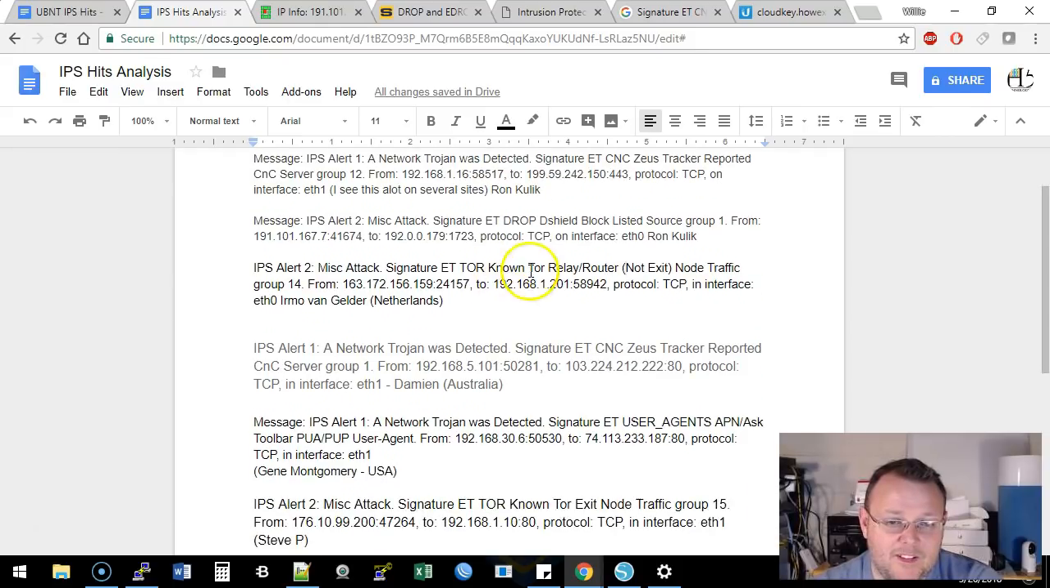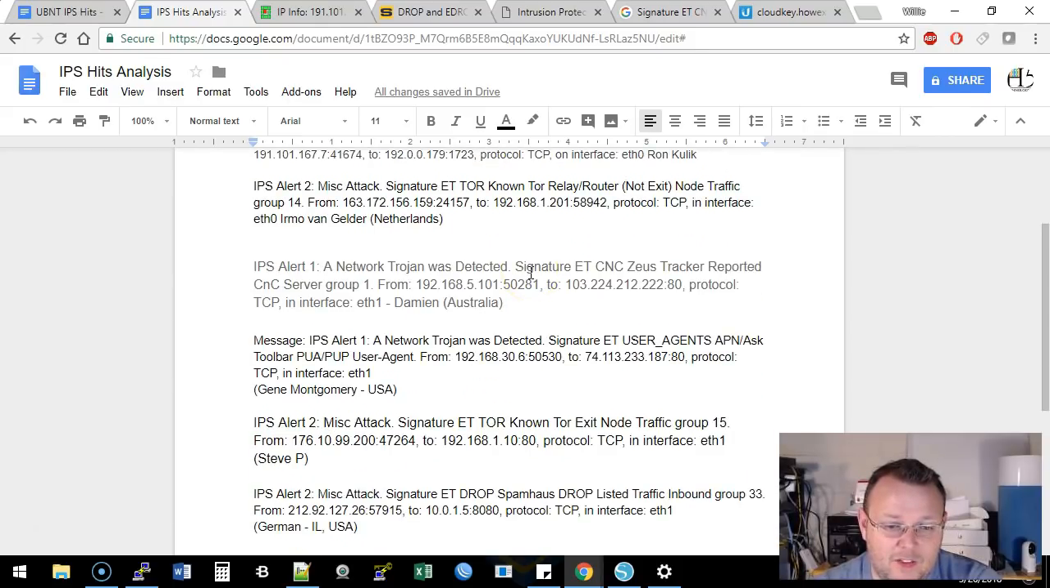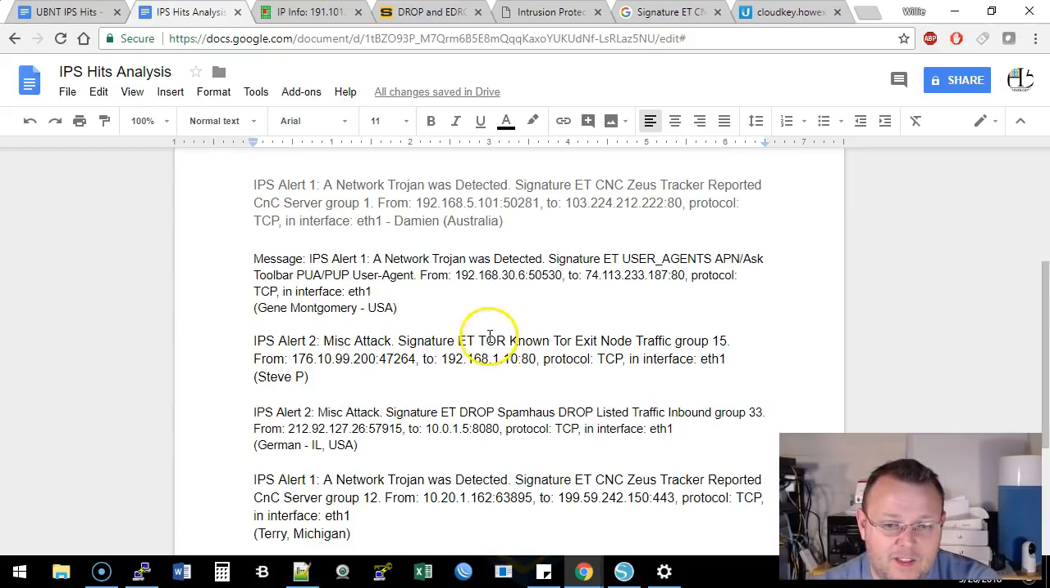Because we've got another one. Here's another one, and this one says that it is a known Tor exit node. So you could try to track these down and find out where they're coming from and see if it's legit, or maybe you should take a look at your machine. I've already seen where this information has been used to actually find Trojans and things like that.